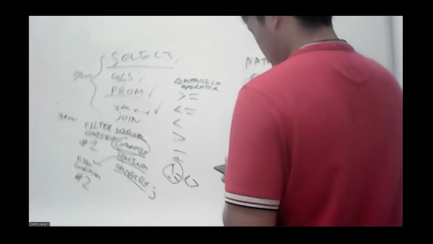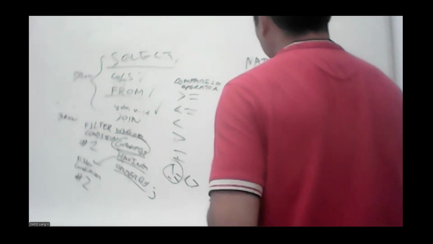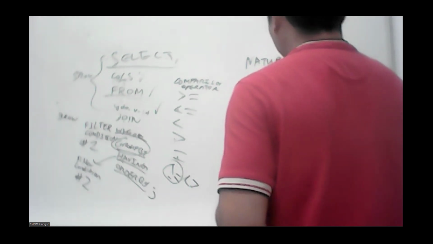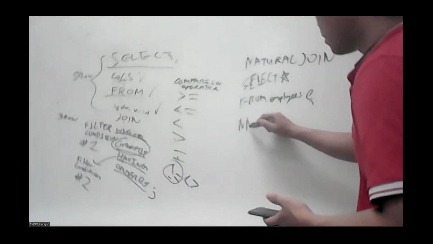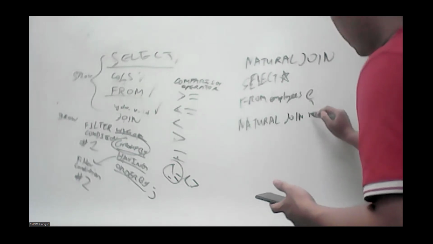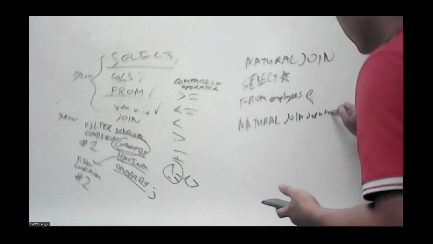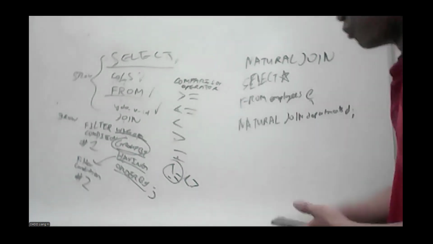Select star from employees table, alias as E, natural join departments. This one is the most stupid one.